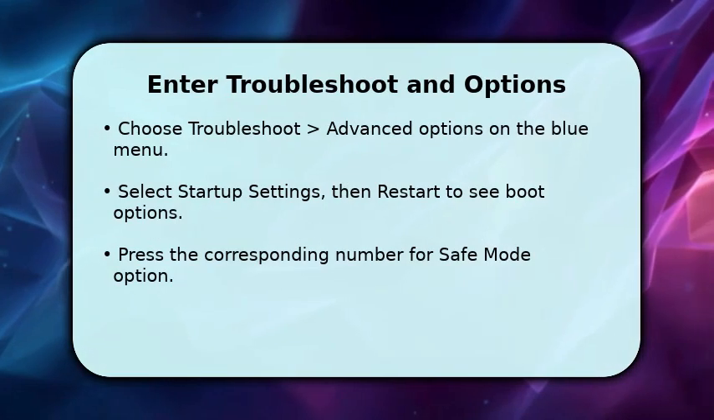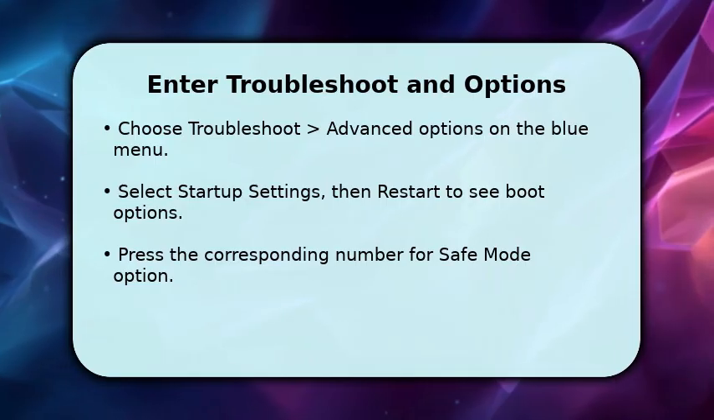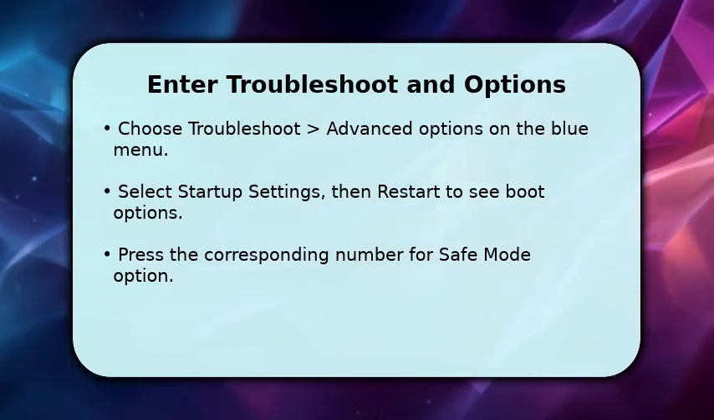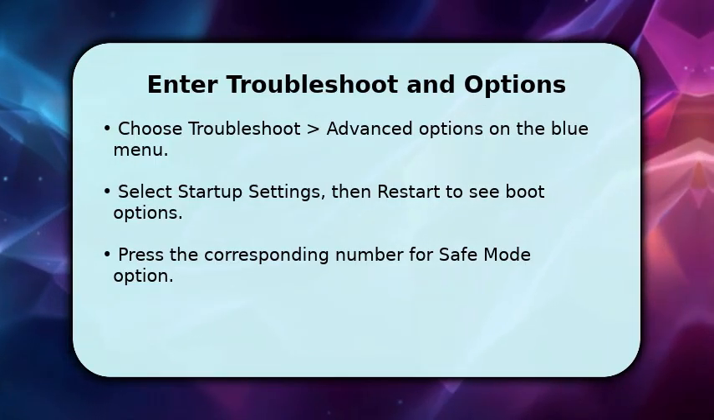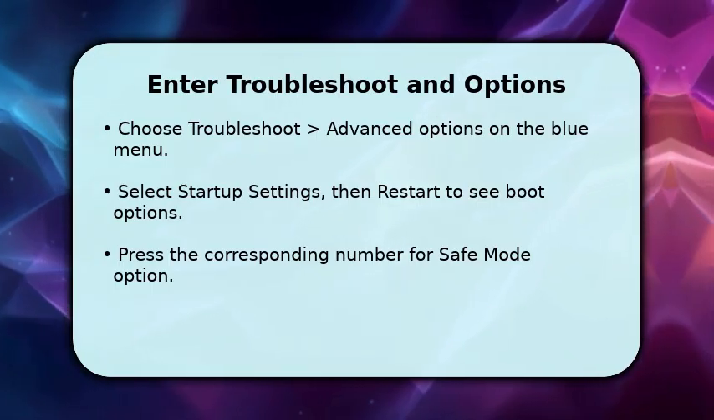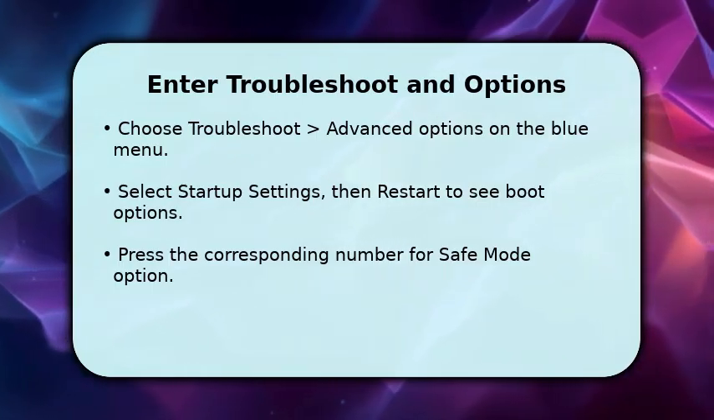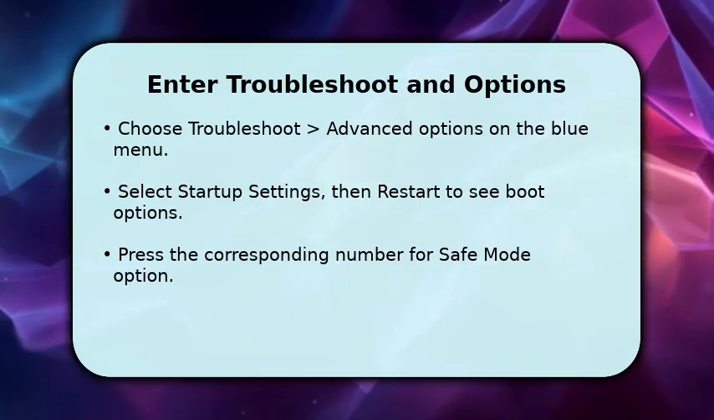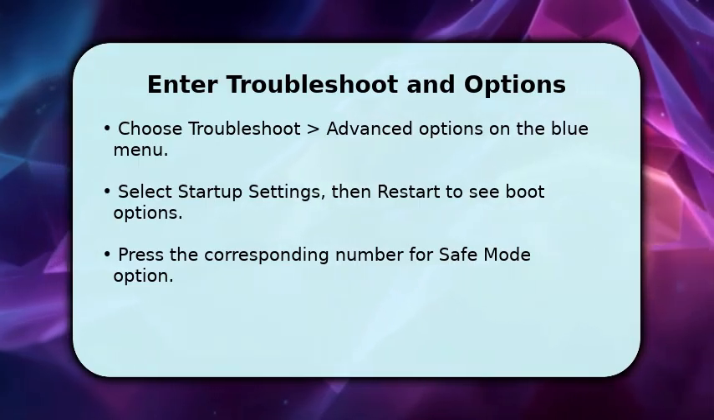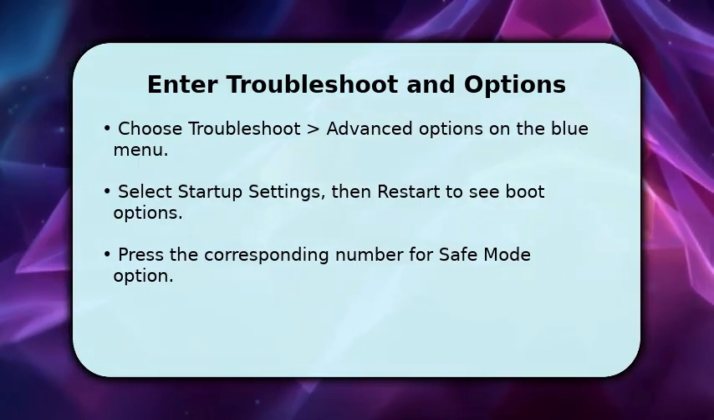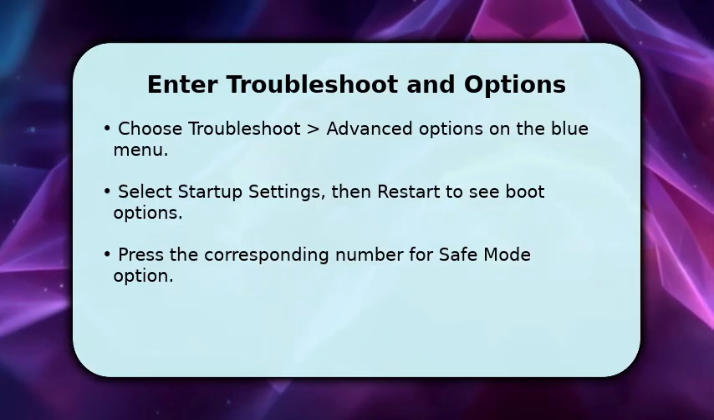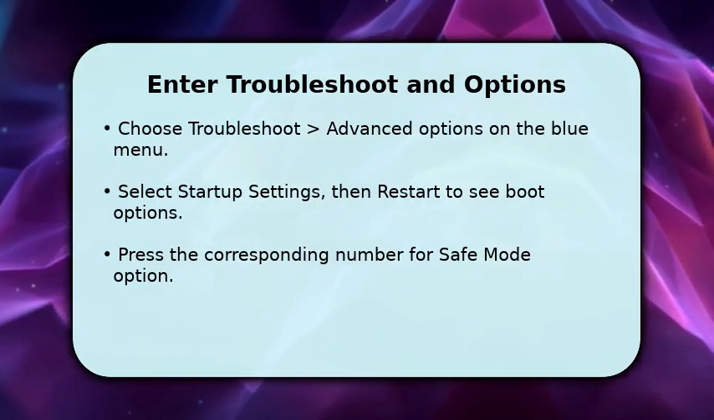Once the PC restarts to the blue screen, select Troubleshoot, then Advanced Options. This path exposes startup settings where you control how Windows boots. Choose Startup Settings and hit Restart so Windows presents numbered options like Safe Mode with Networking, or Safe Mode with Command Prompt. When the screen returns, press the number matching the safe mode you need.